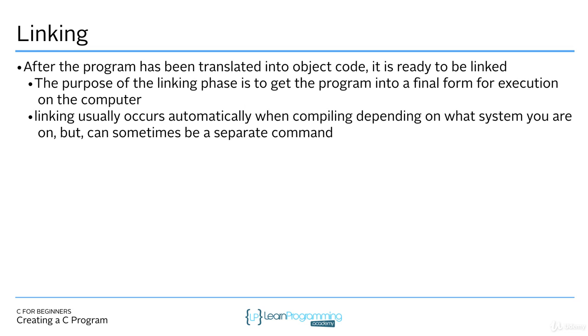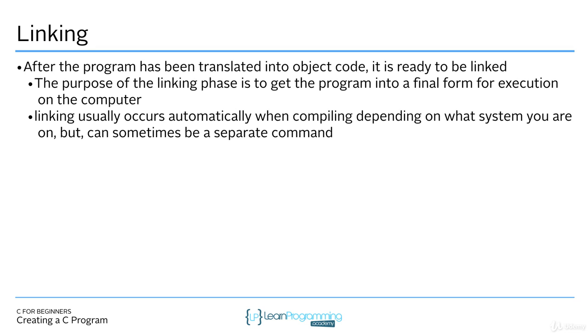So after the program has been translated into this .o code, this object code, it is ready to be linked. The reason we link is if we're using external libraries, we have to grab all those other libraries and put them into one program. So linking is just getting all of the dependencies in place and building an actual executable file. The .o file is the object file. You then link all the .o's into one executable.